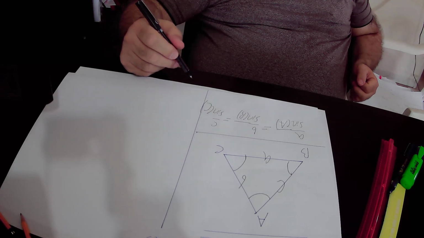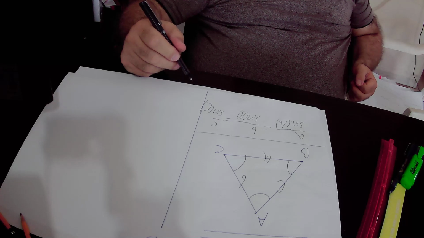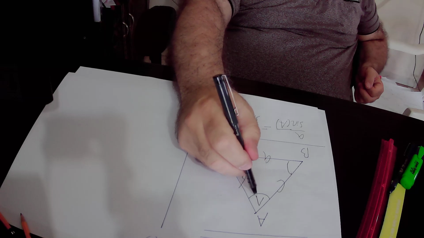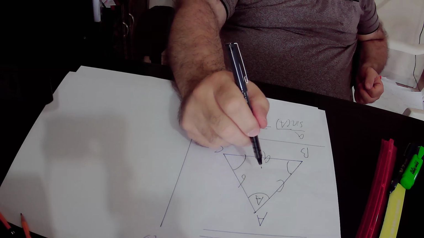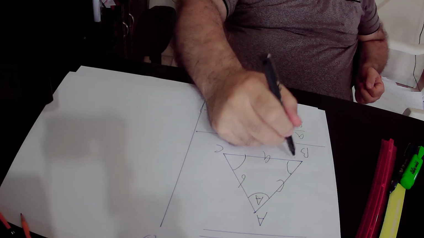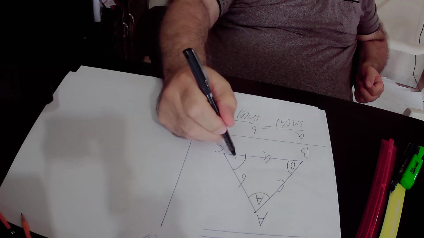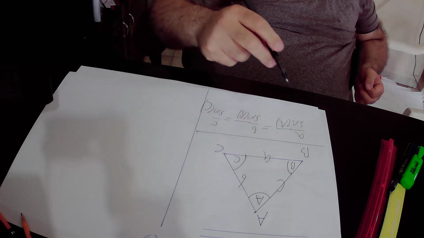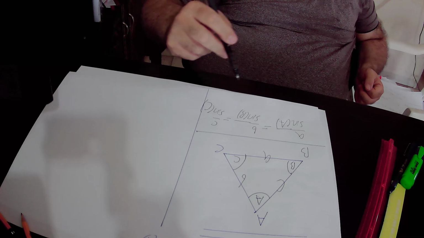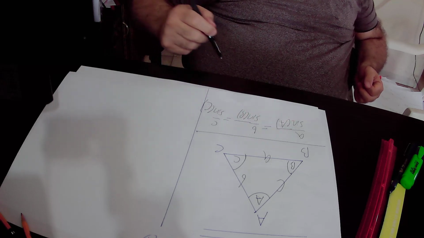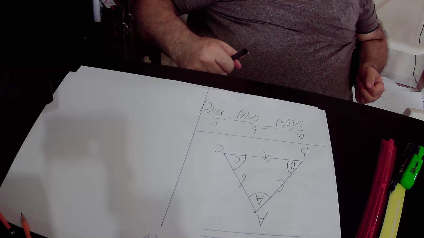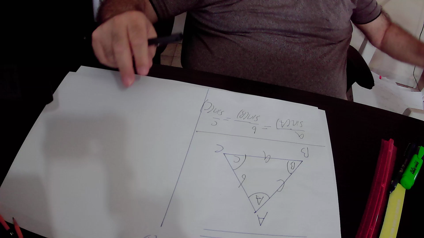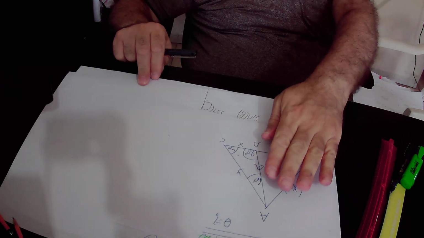Okay, so you can also write the angles inside the triangle itself. This is angle A, this is capital B, and this is capital C. So a over sine A equals b over sine B equals c over sine C. Now we will implement the law of sines in this triangle ADC.